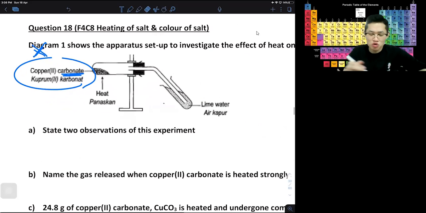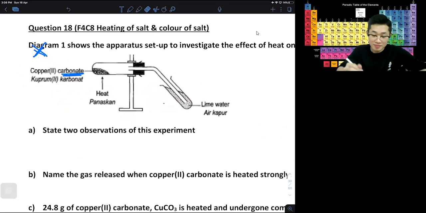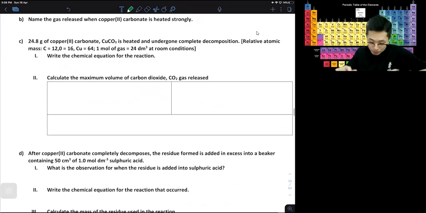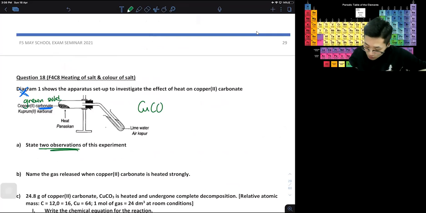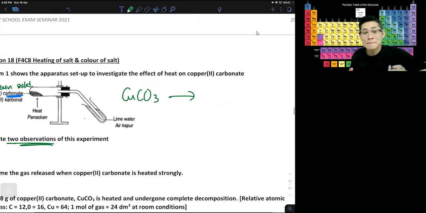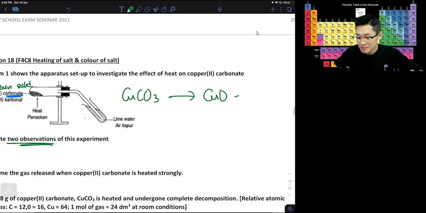When I heat this green solid, they ask you two observations. So when you heat CuCO3, the product produced will be metal oxide and gas, right? So CuO, the metal oxide, and also the gas, CO2. Yes, very good.